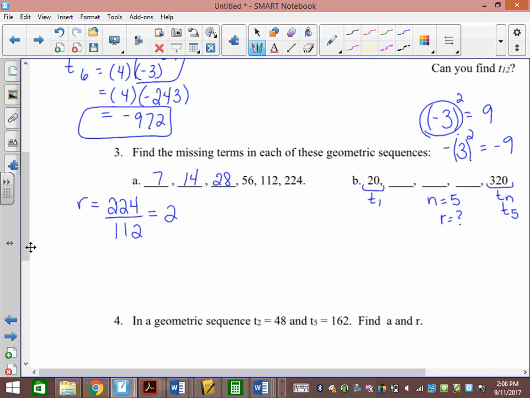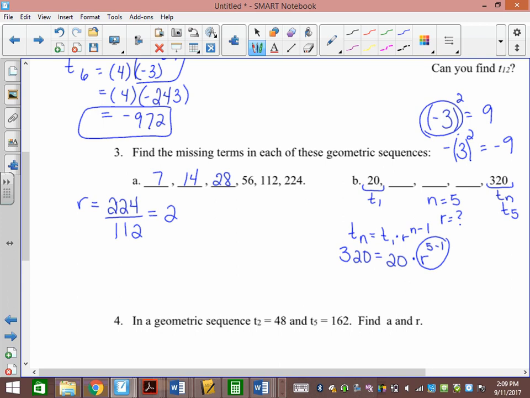So we're going to go Tn equals T1 times R to the n minus 1, and we fill in what we know. So Tn is T5, which is 320. T1 is 20. And we multiply that by R to the 5 minus 1. Now remember, these are attached only to the R. The exponent is only to the R. It's not to the first number, correct?